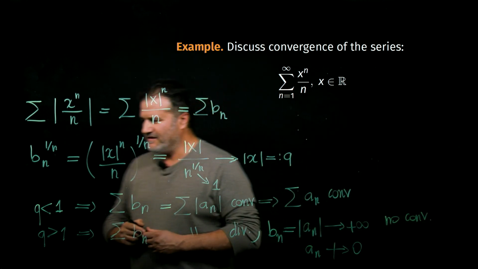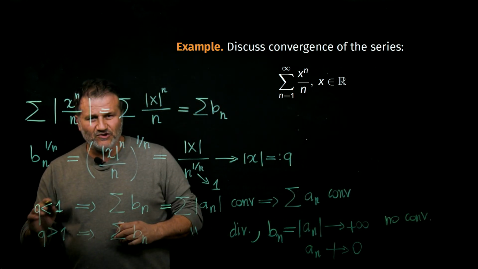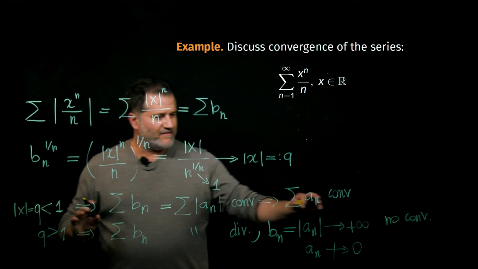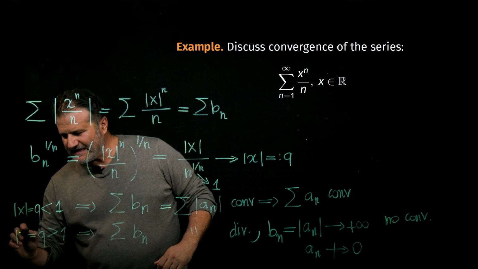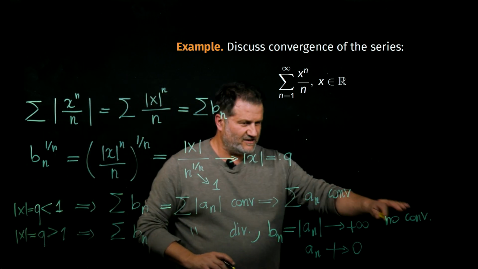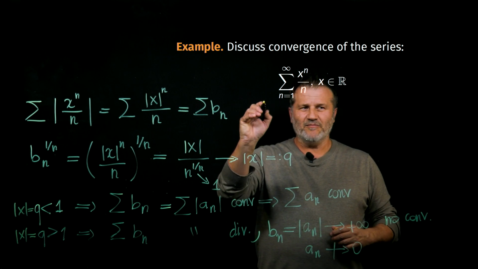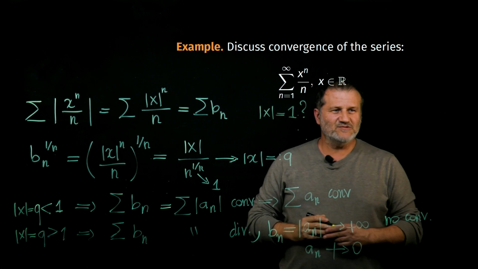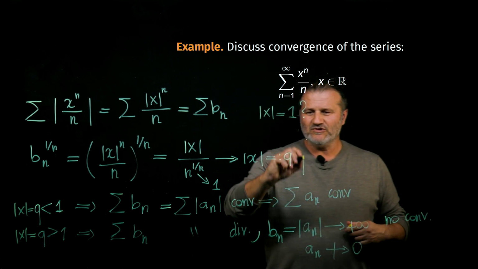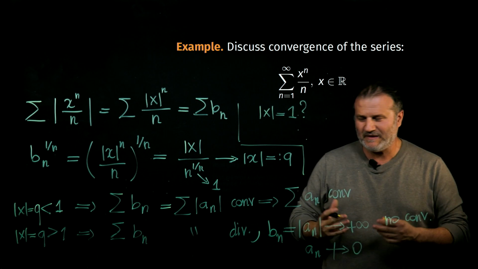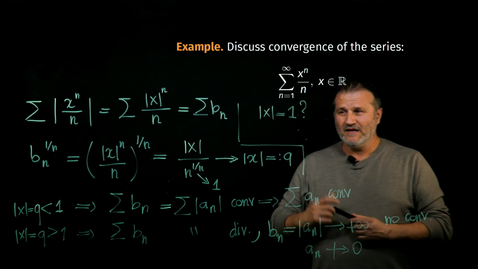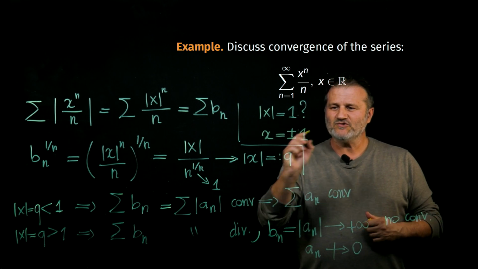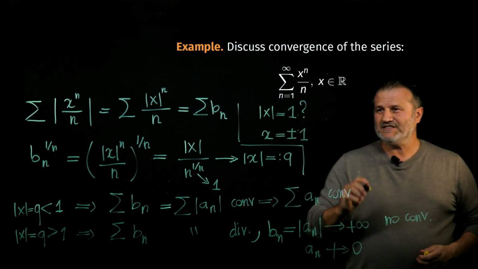So, doing a recap here, for q less than 1, so this means modulus of x less than 1, we have convergence. For modulus of x greater than 1, we have no convergence. And what about modulus of x equal to 1? Now, this is the case when q is 1 and the root test fails, so we cannot expect anything else from the root test. But since this means that x has just two possible values, plus and minus 1, let's see what happens directly on the series.